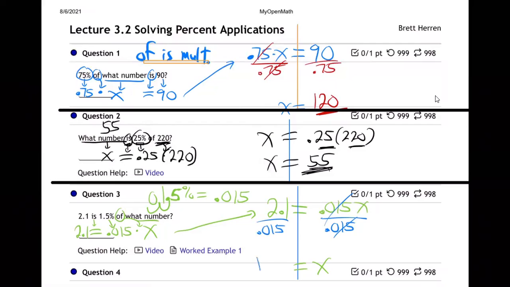And I'm getting 140. So X is 140. Is that answer reasonable? Let's go back to what number now is the 140. That's the X. That's what we just solved for, the 140. Does that seem reasonable? Let's read it. 2.1, that's a small number, is 1.5%. That's a very small part of 140. Yeah, 2.1 is a very small part of 140.